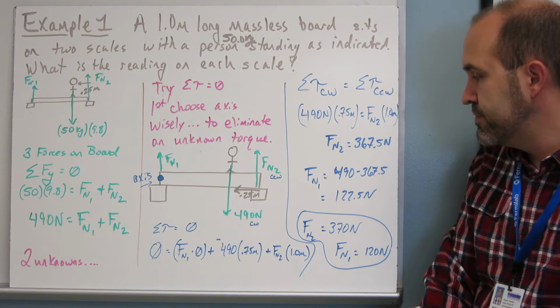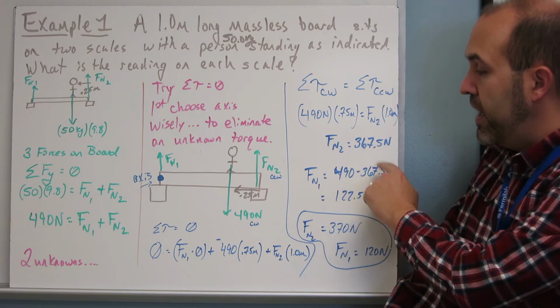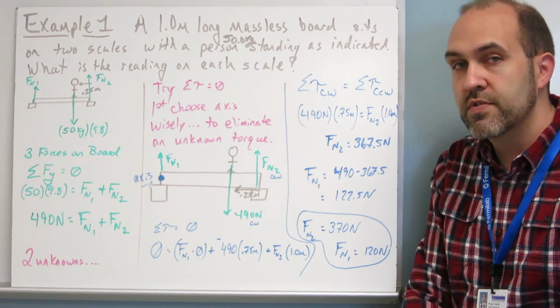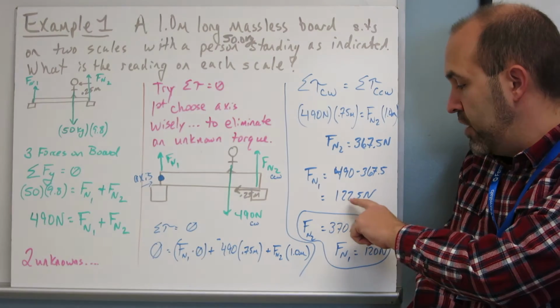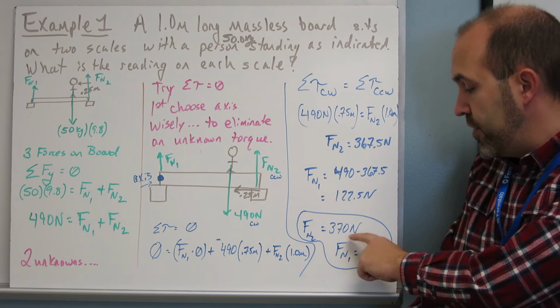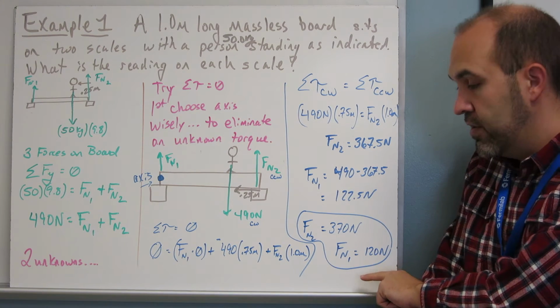367.5 newtons. Now that I know the normal force from the second scale, I can go back and plug that in maybe to my force equation over here and find the normal force from the first one, and that turns out to be 122.5. So the 2 forces from the scales are 370 newtons for the one on the right, and the one on the left is 120 newtons.